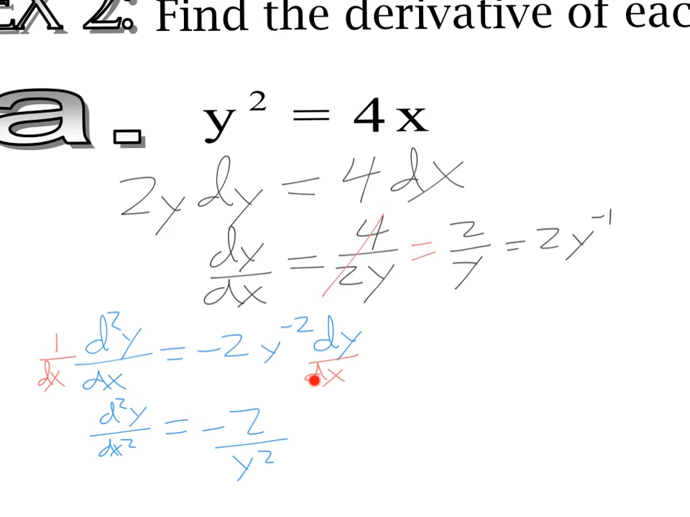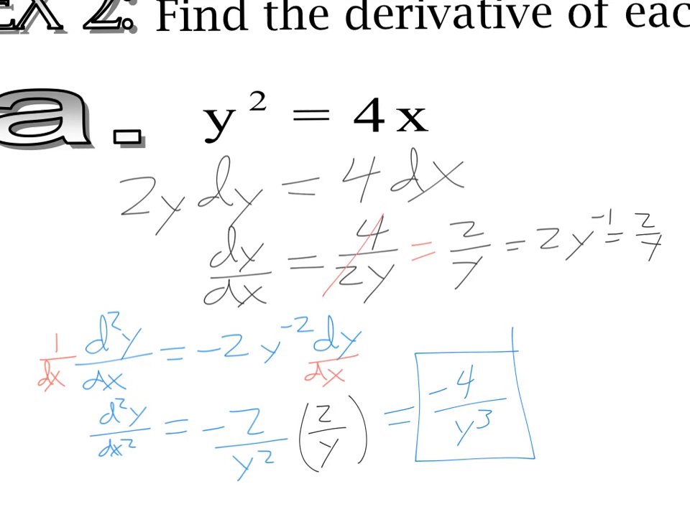And then we have this dy/dx. But we know what dy/dx is. It's this. And remember, that 2 times y to the negative 1, that's really just like saying 2 over y. So instead of dy/dx here, I can put in 2 over y. And I can simplify this now. I get negative 4 on top over y cubed. And so now I have found the second derivative.